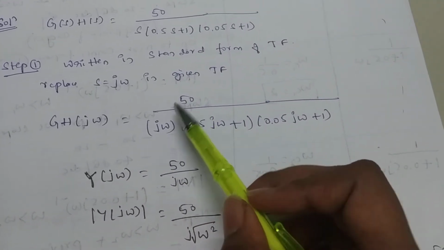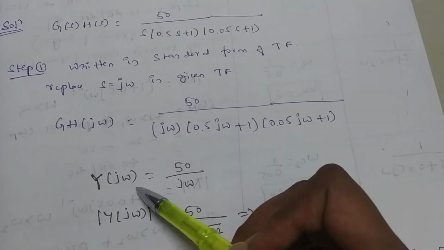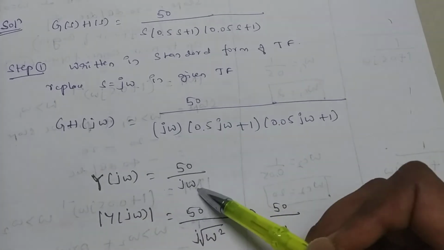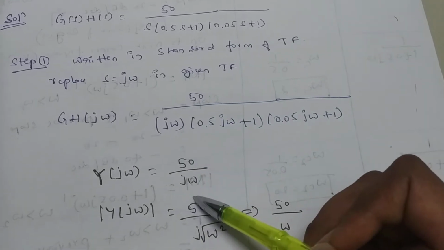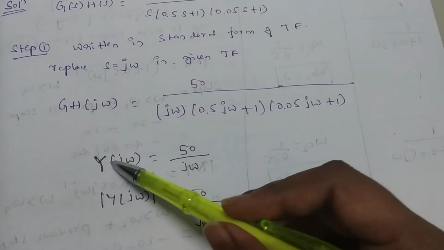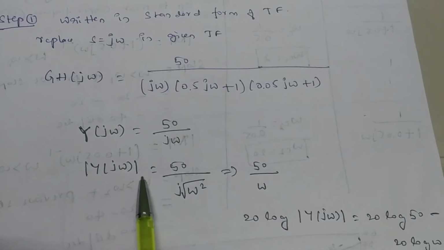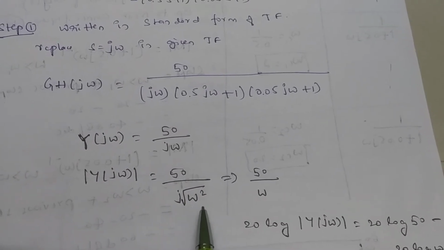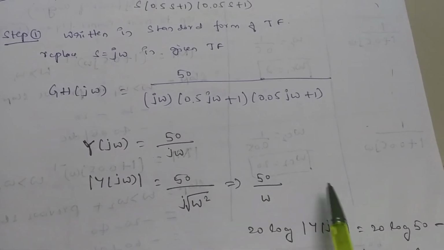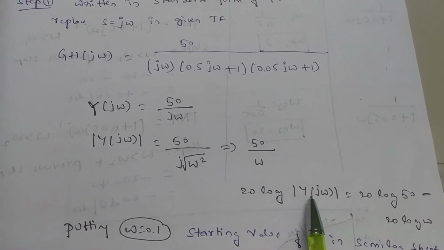So we need to take 50 by j omega as Y(j omega). We have given a name, Y(j omega) equal to 50 by j omega. So we need its magnitude. Magnitude of Y(j omega) equal to 50 divided by magnitude of j omega; the square and root get cancelled, so we get 50 by omega. Then we take 20 log of magnitude of Y(j omega).